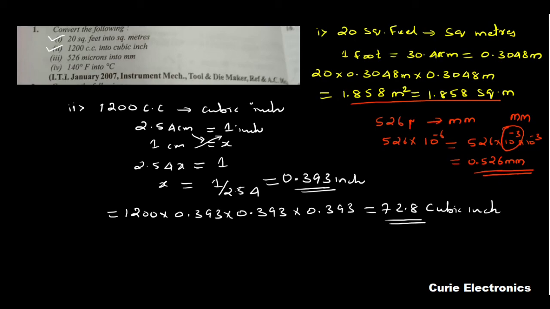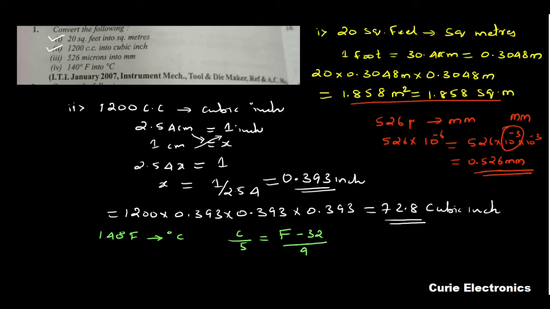Now we'll see the last problem. That is 140 degree Fahrenheit, we have to convert into degree Celsius. So already I told you one equation. What was that equation? C upon 5 equal to F minus 32 by 9. There is one more Reaumur scale I'm not writing, but it's better to write.